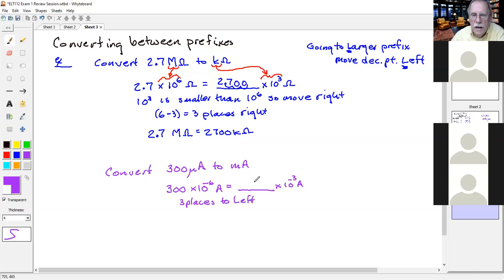So I would write this as 300. The decimal point is here. I'm going to move 1, 2, 3 places here. So that means when I put the prefixes back in, 300 microamps is equal to 0.300 milliamps.